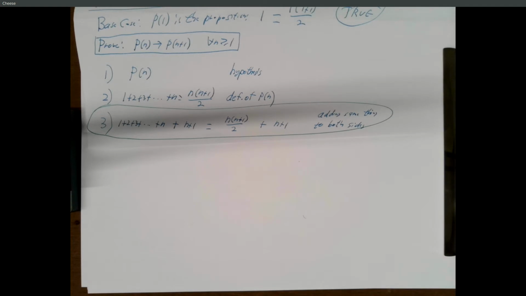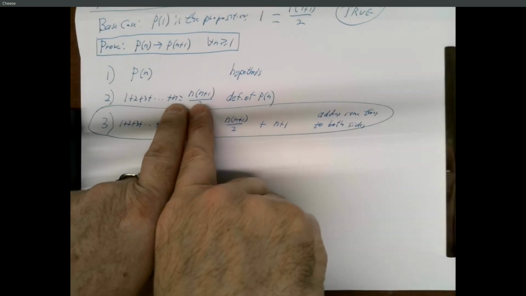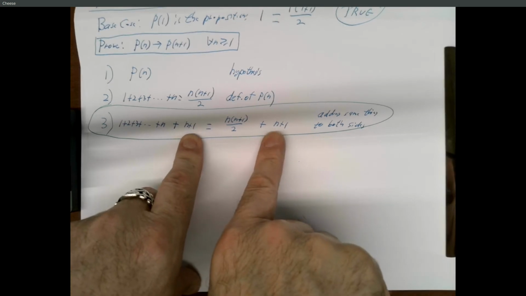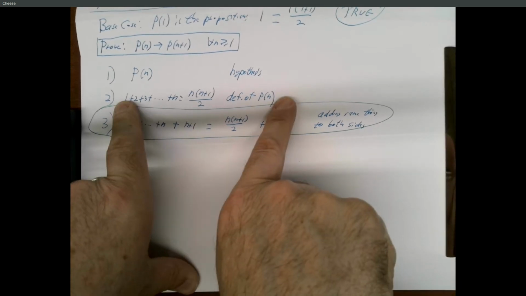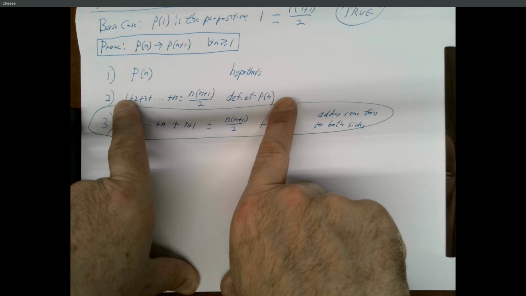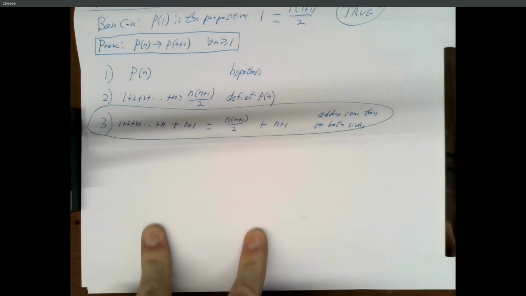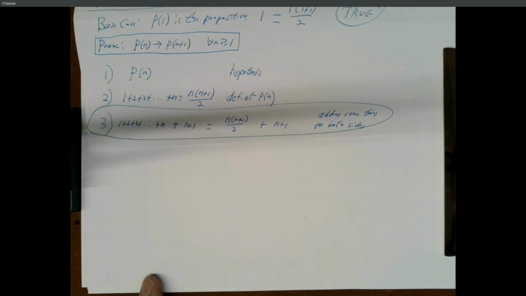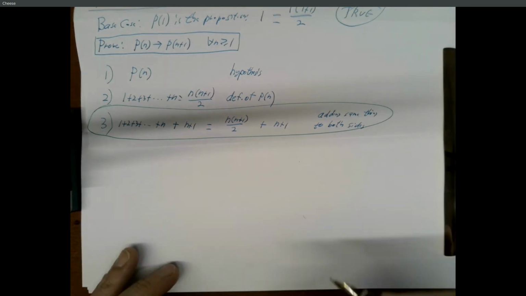But I did not write down P(n+1) arbitrarily. What I did was I took a statement I knew was true, and I added the same thing to both sides. This is true because of what I already showed was true. And then from here, I showed P(n+1) was true. But how did I know that I should add n+1 to both sides?